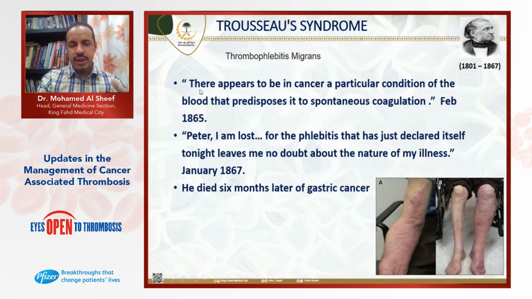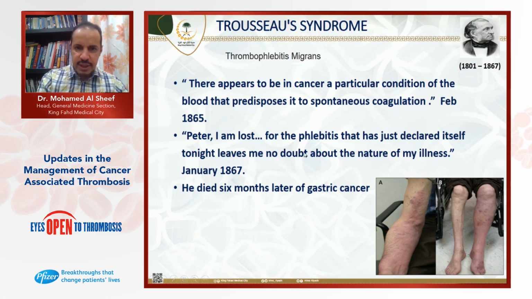I'm quoting his words: "There appears to be in cancer a particular condition of the blood that predisposes to spontaneous coagulation." This is February 1865, and he died about 6 months after this statement. He said, "I am lost, for the phlebitis that has just declared itself tonight leaves me no doubt about the nature of my illness." He died 6 months later of gastric cancer.